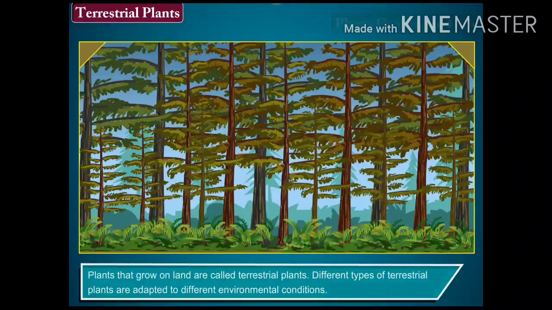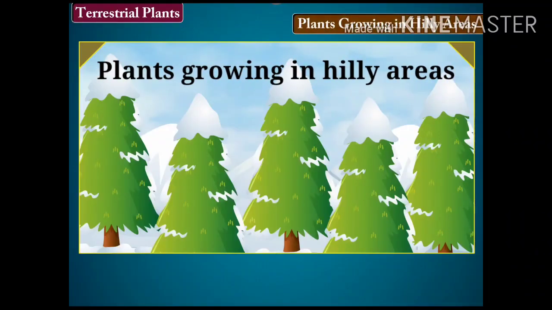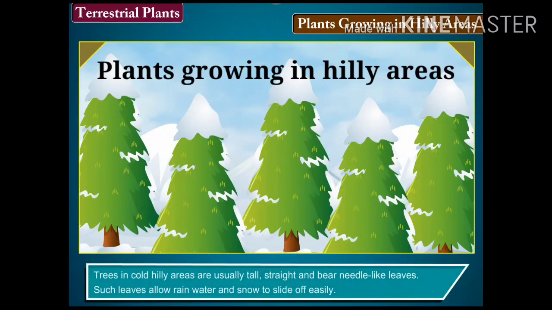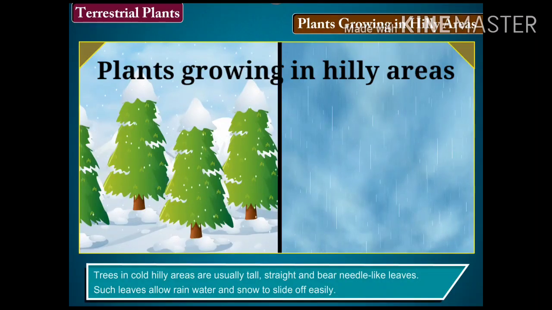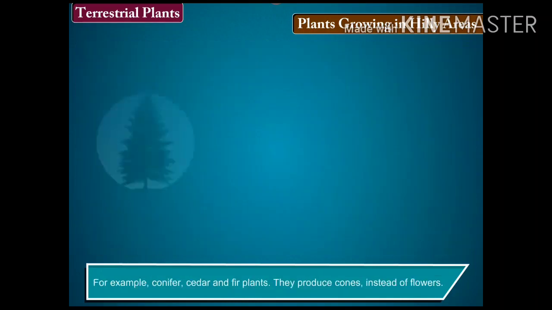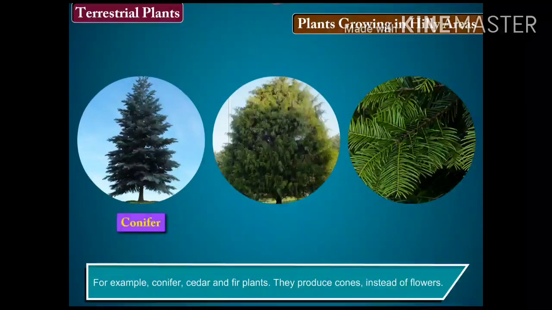Now plants growing in hilly areas. Trees in cold hilly areas are usually tall, straight and bear needle-like leaves. Such leaves allow rainwater and snow to slide off easily. For example, conifer, cedar and fir plants are some examples of these. They produce cones instead of flowers.